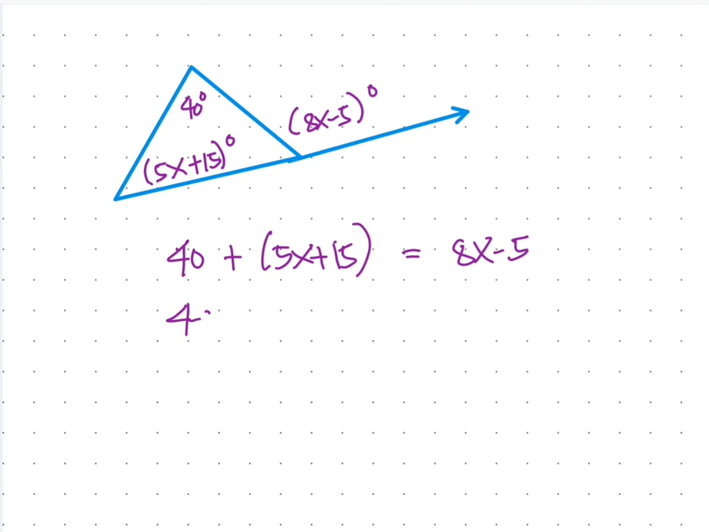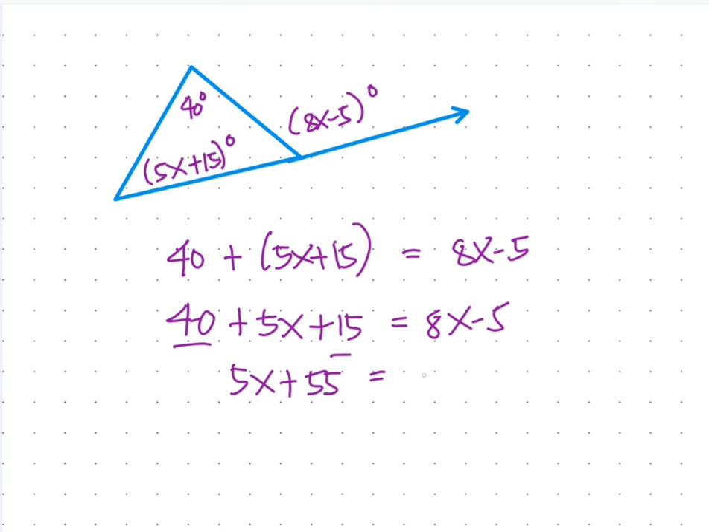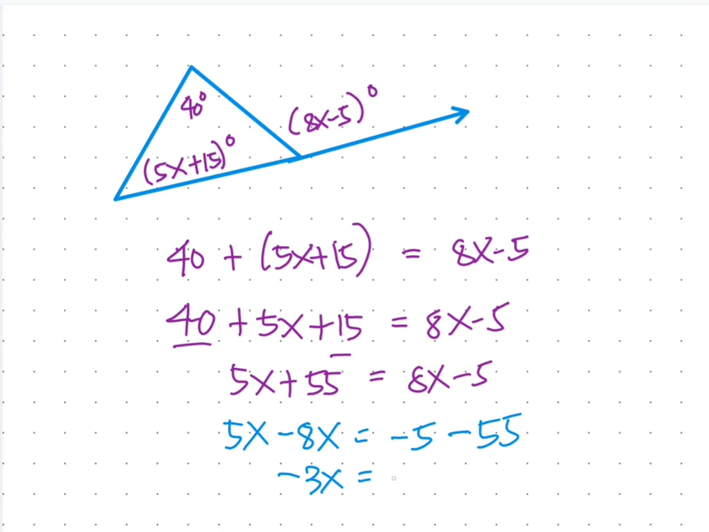We remove the parentheses, 8x minus 5. We group like terms. 40 plus 15, that is 55. So 5x plus 55, 8x minus 5. Then we group 5x and 8x. We transpose 8x to the left, that would become minus 8x. Then we transpose 55 to the right to become minus 55. So this would become negative 3x equals negative 60.